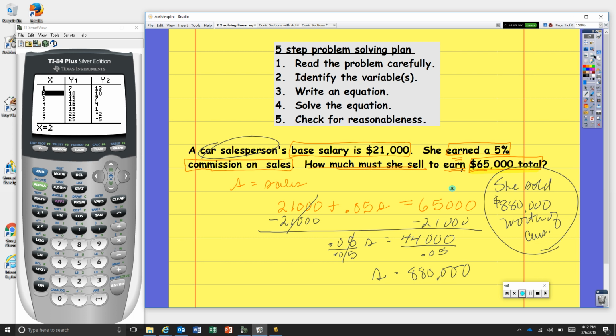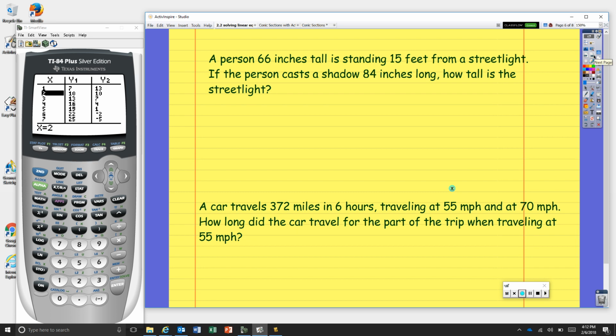Okay, let's try another one. A person is 66 inches tall and standing 15 feet from a streetlight. If the person casts a shadow 84 inches long, how tall is the streetlight? Well, in this case, I like to draw a picture.